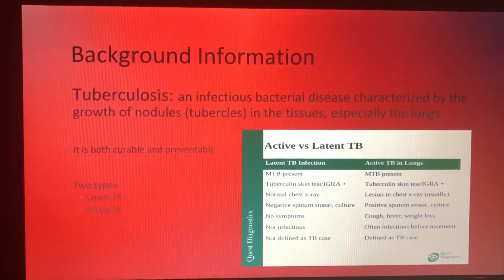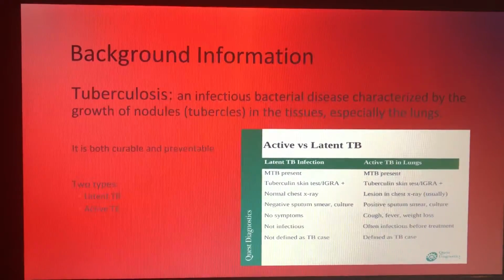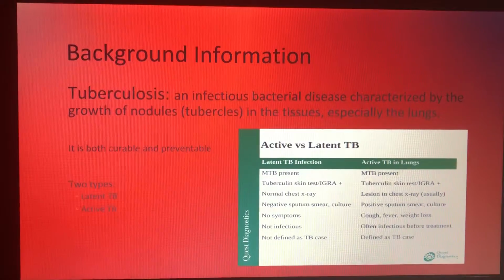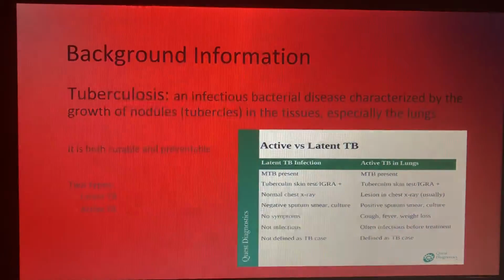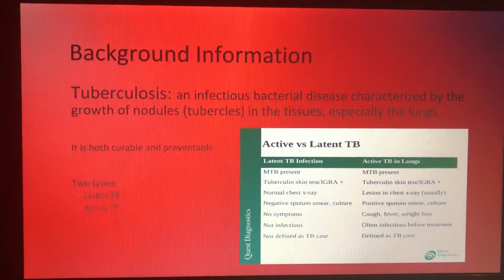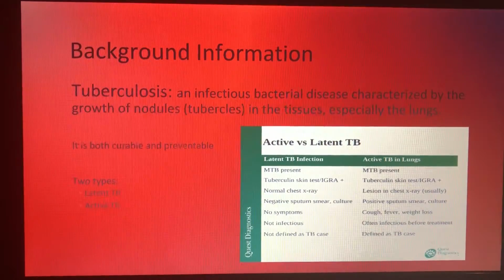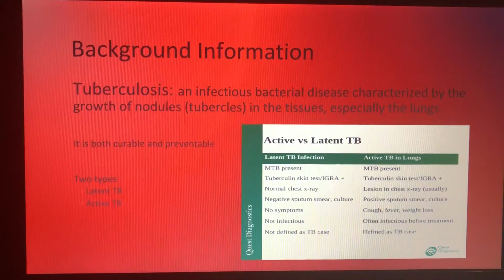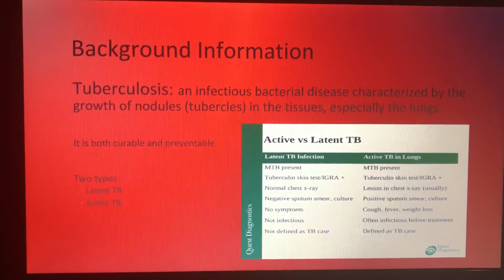There are two types of TB, latent and active. For latent, the tuberculin skin test is going to be positive. You're going to have a normal chest x-ray, a negative sputum culture, no symptoms, it's not infectious, and it's not defined as an actual TB case.